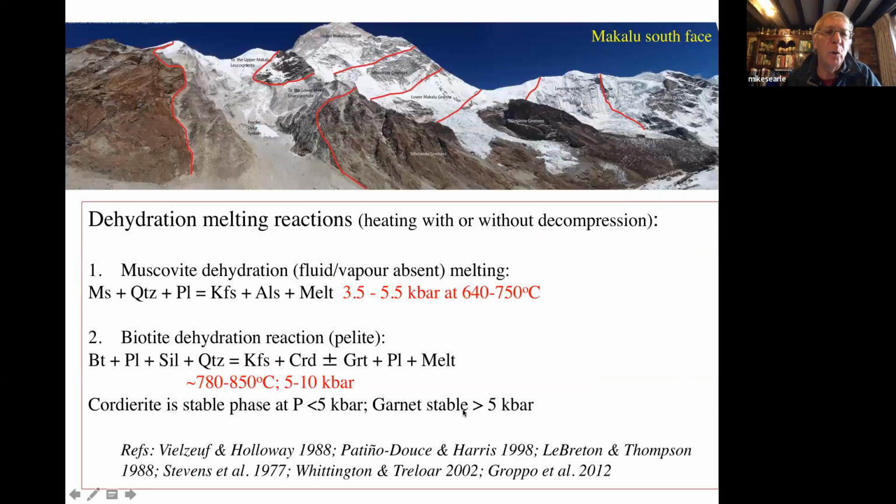So these are the 2 dehydration melting reactions. One that produces the main tourmaline granites is this one, the muscovite dehydration reaction, which goes to K-feldspar, sillimanite, and melt. And the other higher temperature one is the biotite dehydration reaction, where cordierite is the stable phase at low pressures and garnet is stable above 5 kilobars.